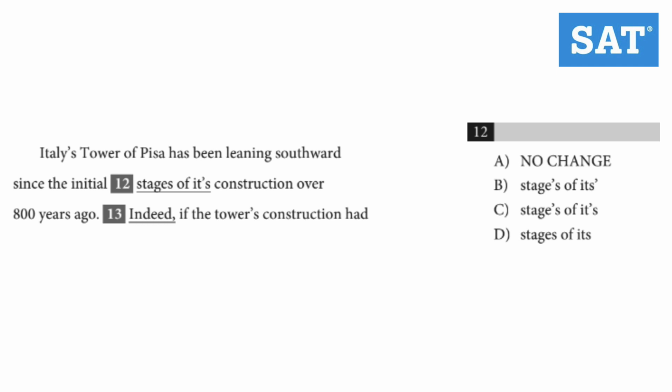The initial stages of its construction. You don't need possession because you already have your pronoun of. And we talked about how of is standing in place of possession. Since you already have of, that means there's going to be no possession. So B and C is out. Now, stages of its construction, is it going to be stages of it is construction or stages of construction that belongs to the it, to the power? The answer choice here is D.